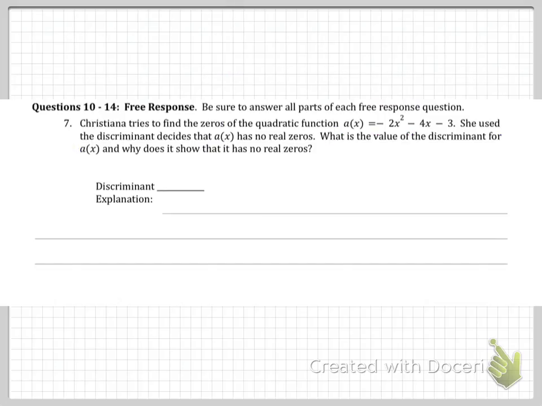All right, number 7. Christiana just tries to find the zeros of the quadratic function a of x equals -2x squared minus 4x minus 3. She used the discriminant and decides that a of x has no real zeros. What is the value of the discriminant for a of x, and why does it show that it has no real zeros?